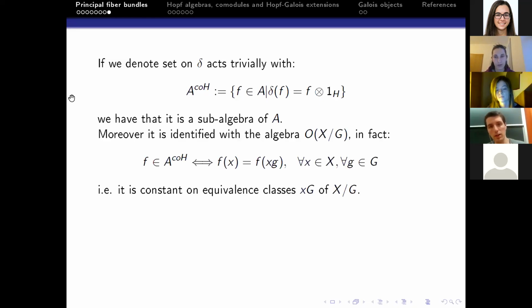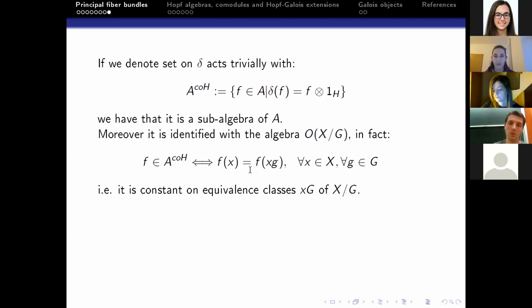In the particular case of an action of a group G on the space X, we have that this A co H is identified with the functions over the space of orbits, because if we recall the definition of delta, F is an element in A co H if and only if it's constant over equivalence classes.